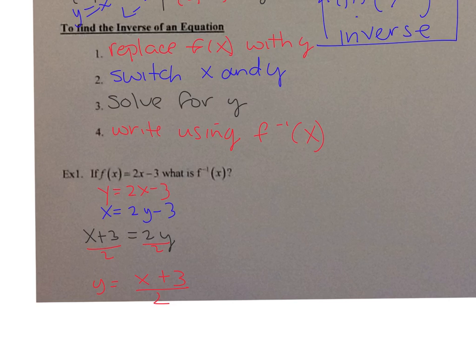And that should be written as the inverse of f of x is equal to x plus 3 over 2. And of course, this can be written different ways. It could be written as the inverse of f of x is equal to 1/2 x plus 3 halves. Okay, same thing. All right, so flip it over.